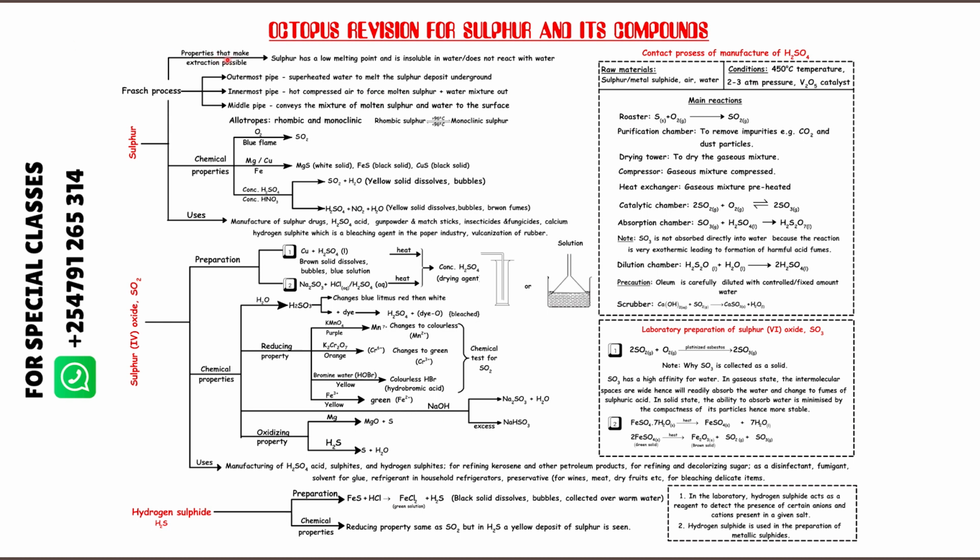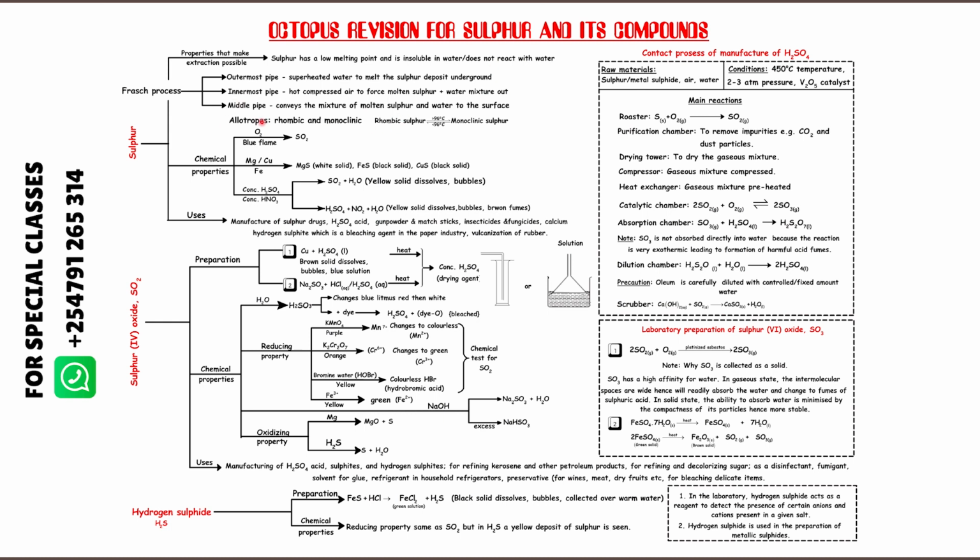And then you're also going to be asked what properties of sulfur make it possible to be extracted through the Frasch process. Sulfur has a low melting point and is insoluble in water. And sulfur does not react with water. Remember, the property of sulfur being insoluble in water, or not reacting with water, is what makes it possible to be extracted through the Frasch process. Because if it was soluble in water, then you're going to have a uniform mixture of sulfur and water, and therefore it will be very difficult to separate them.